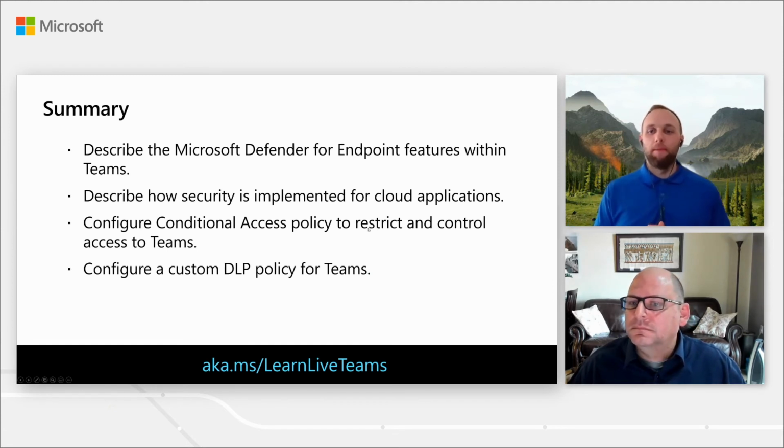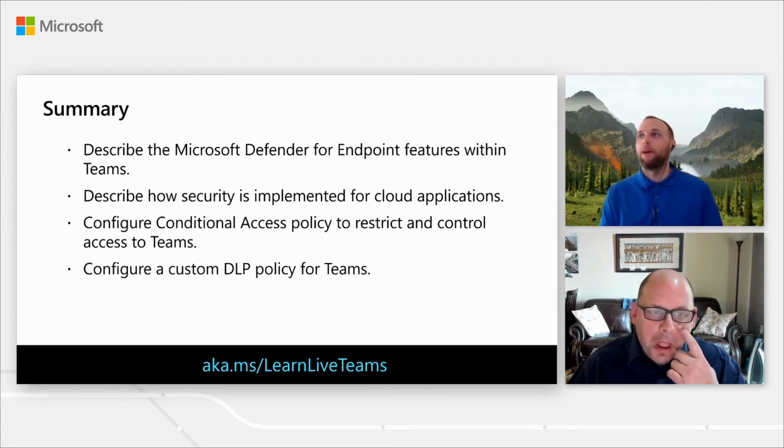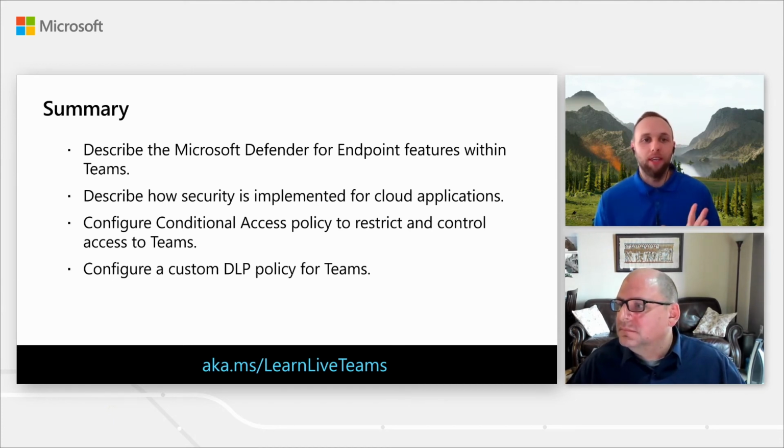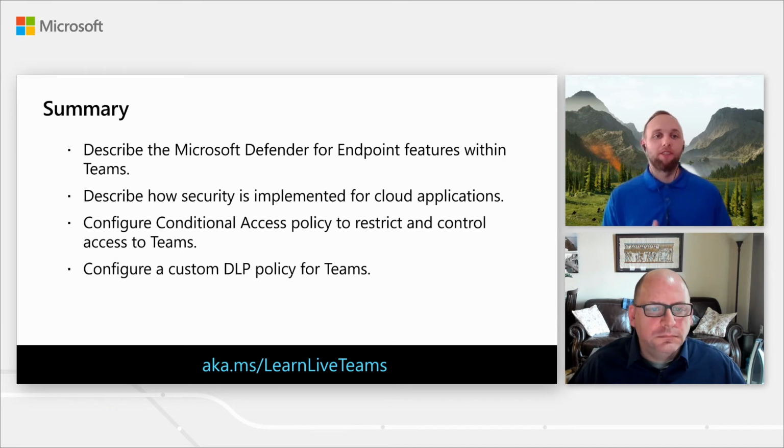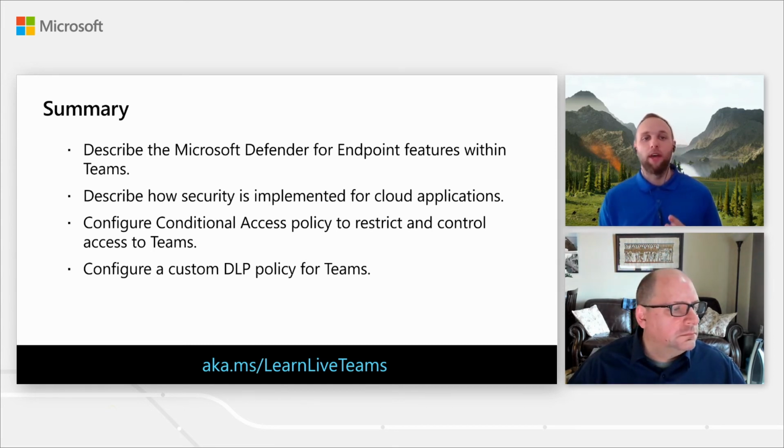So, quick summary. We talked about how to describe Microsoft Defender endpoint features within Teams, and how security is implemented across your cloud apps using a Cloud App Security Broker, CASB, or Microsoft Cloud App Security. Brett showed us an awesome example of creating a conditional access policy to help restrict and control access to Teams, requiring multi-factor authentication if you're deemed a high sign-in risk. And as we mentioned, you can also apply those conditional access policies to other applications. If you have MCAS configured, you can now start to use your LOB apps and all that greatness.